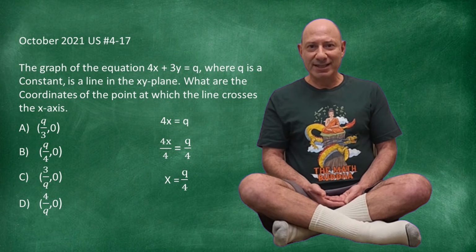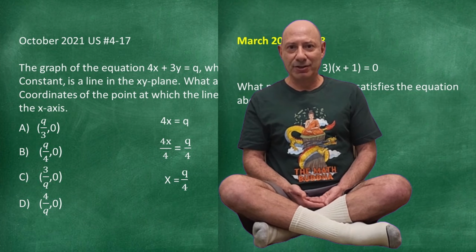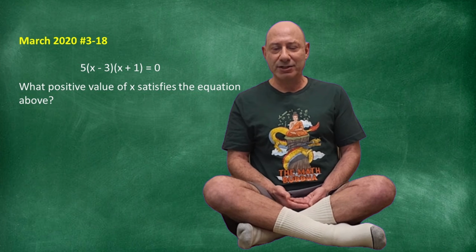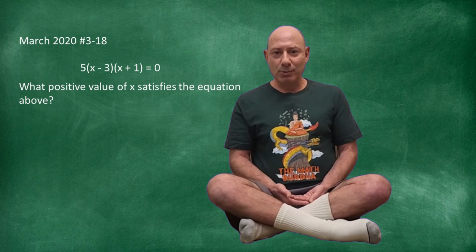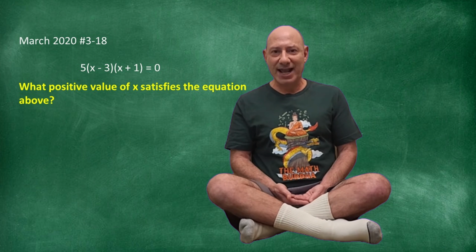Okay, so how about the nonlinear case? Well, for the nonlinear case, we are always looking at a product. And here's a really nice example. It's question 318 from the March 2020 exam. Now, it's important to note here that they don't even mention the x-axis in this problem. They do not use the word x-intercept. They don't even mention the variable y. They simply give us an equation set equal to 0 and ask us to solve for x.